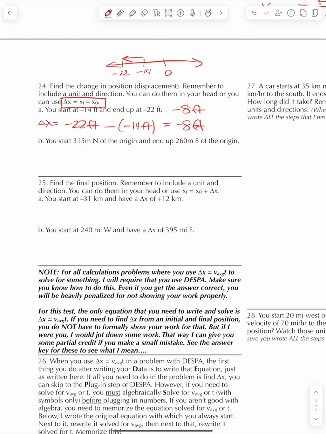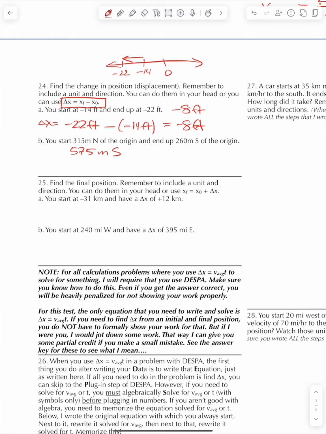So let's do one with north and south. First, let's do it logically. Imagine an origin, and we're starting 315 meters north of that origin, and we end up 260 meters south. Now think about that journey in your head. You would need to go 315 meters to the south to get back to the origin, right? But then we need to go an additional 260 meters to the south to end up there. So we're going to need to go a total of 575 meters to the south, right? If you can visualize that.